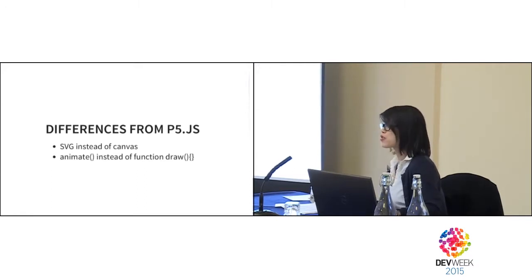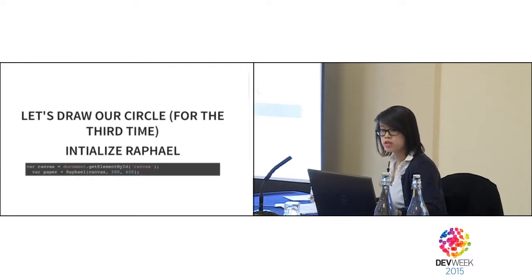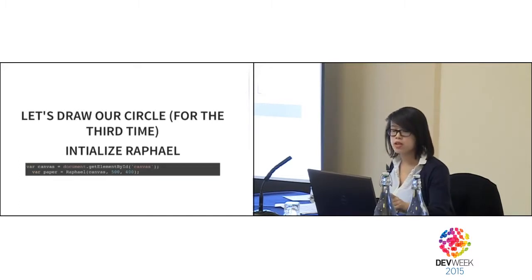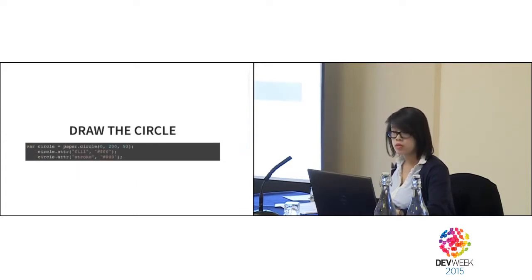So let's draw our circle for the third time. We want to initialize Raphael in our code, and that's happening in the second line. Then we're drawing our circle. Raphael.js has a circle function: x position of 200, y position of 200, and a radius of 50. Here we're setting attributes: fill to white, a stroke of black.